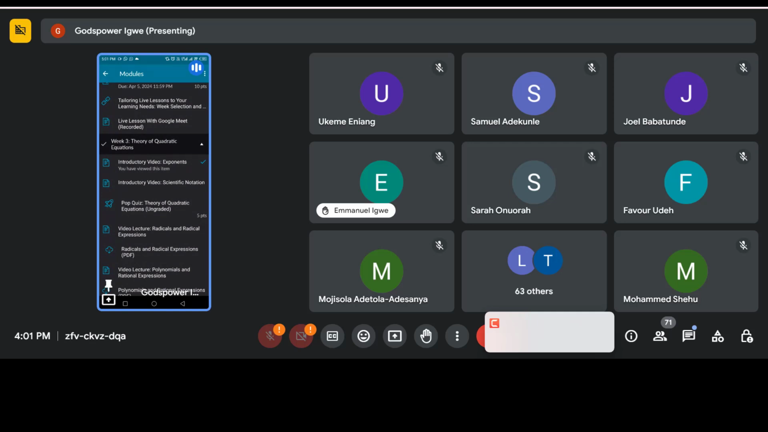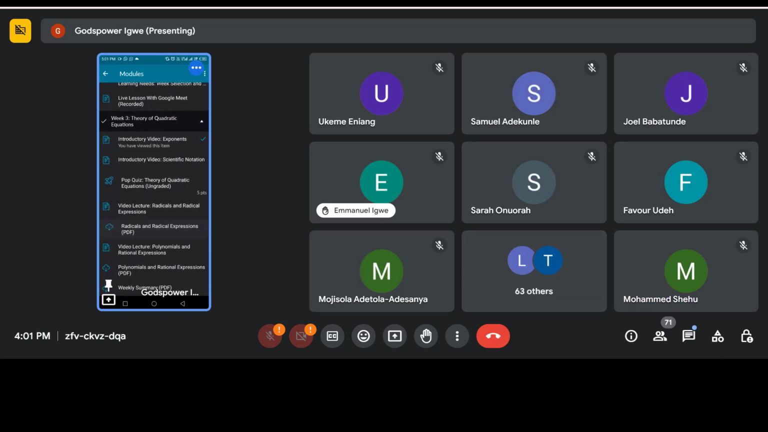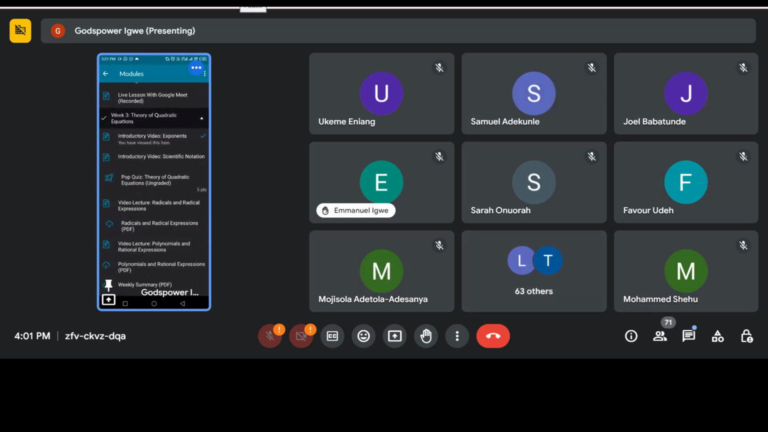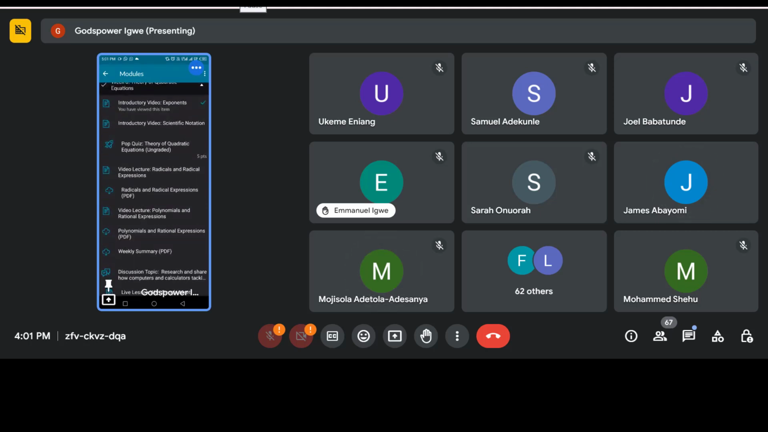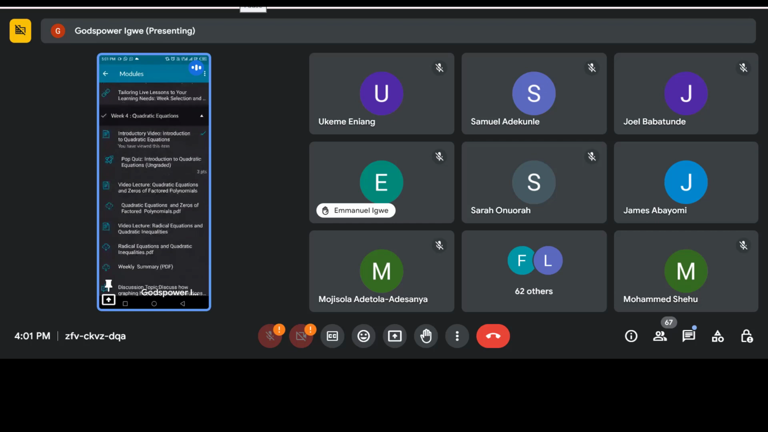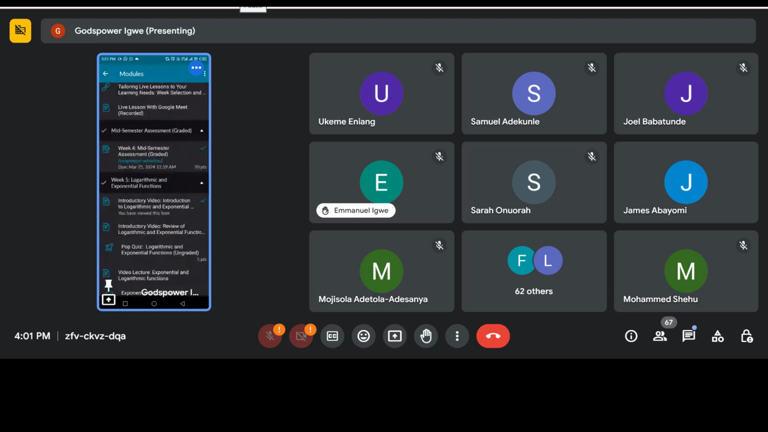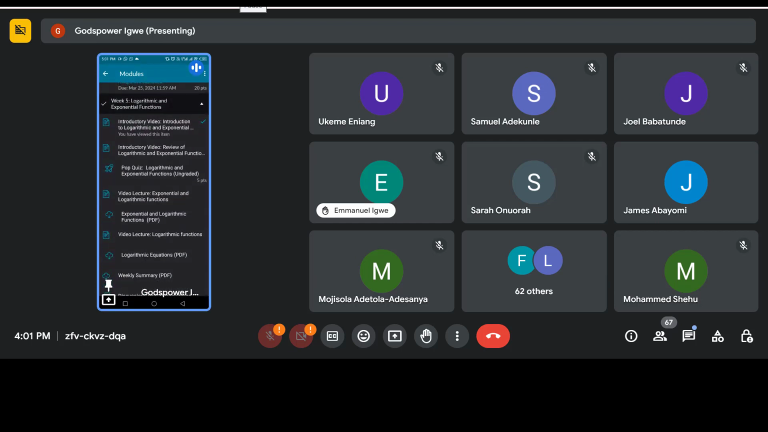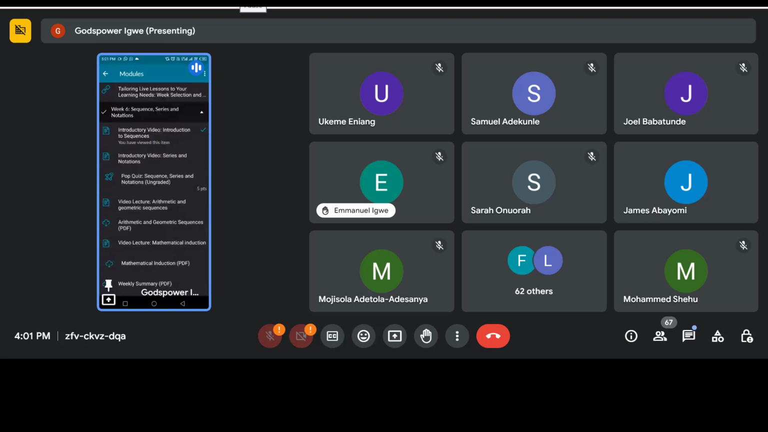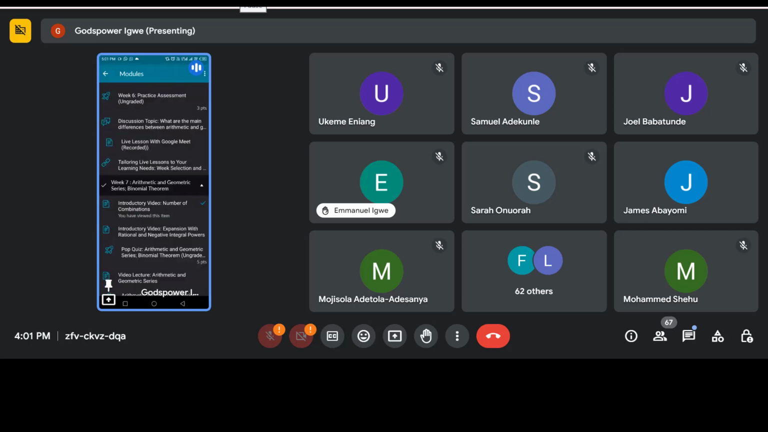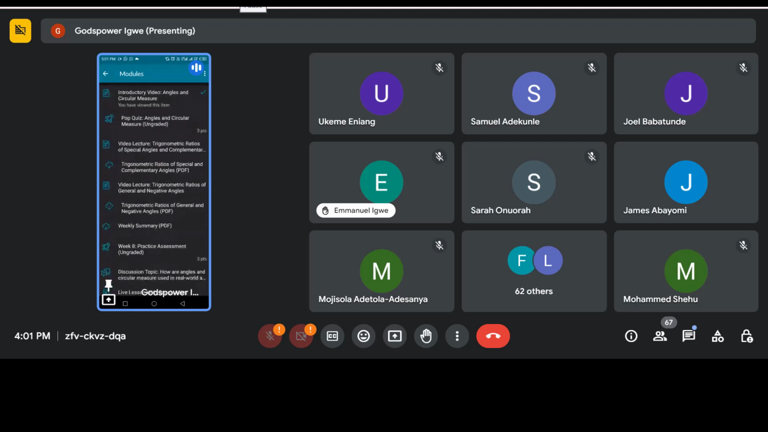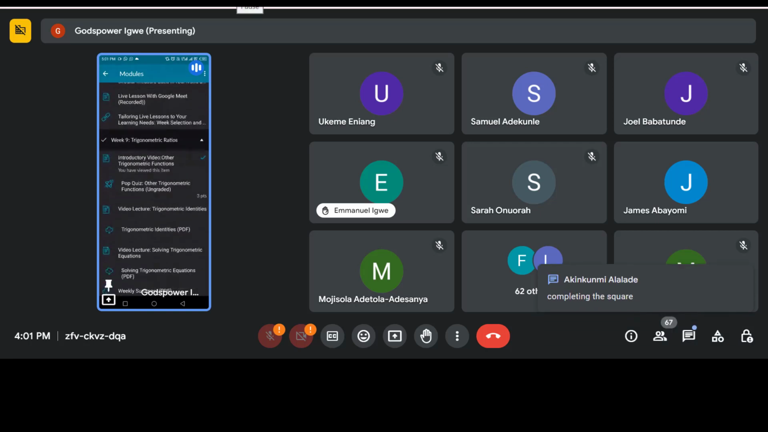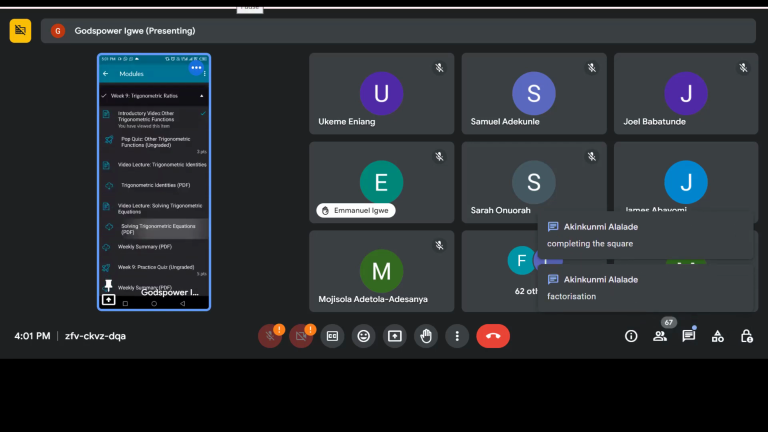Quadratic equation. You know that quadratic equation. There are 4 different ways of solving quadratic equation. After quadratic equation, we have logarithmic and exponential equation. After that one, sequence and series. After that one, arithmetic and geometric progression. We are not doing circles and circular measure. We are not doing trigonometric ratios.